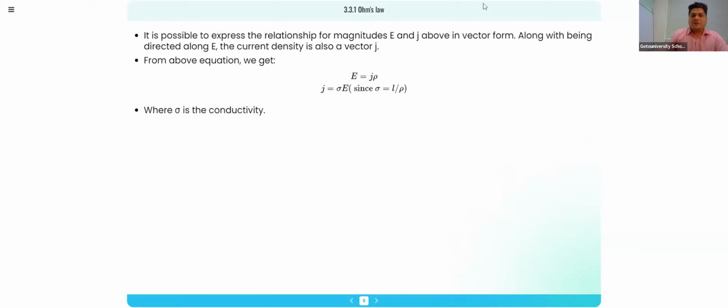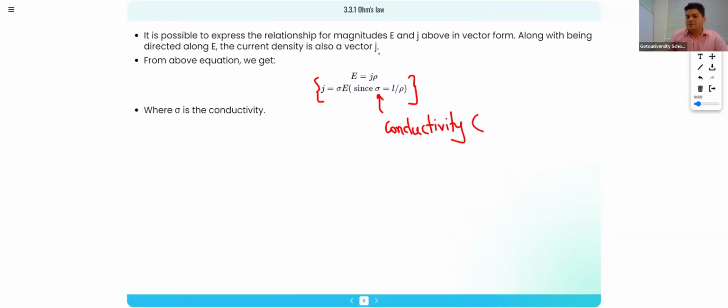From this it is possible to express the relationship for magnitude E and J above in vector form. Along with being directed along E, the current density J is also a vector. So from the above equation, E is equal to J rho, and J is nothing but sigma into E. In this case it is our conductivity. It is usually represented by capital G, but in your CBSE book it is represented by sigma.